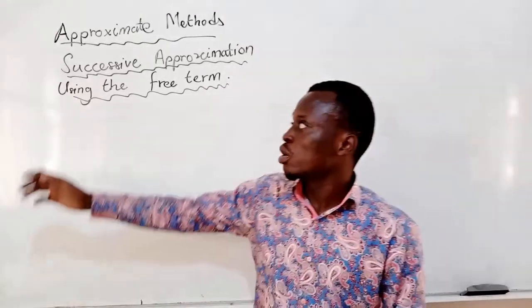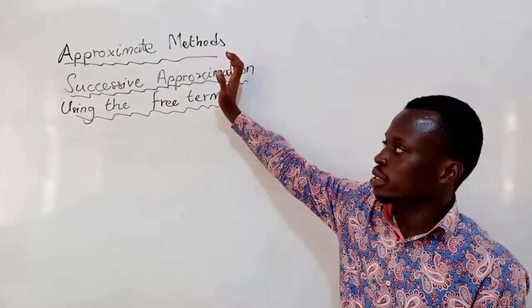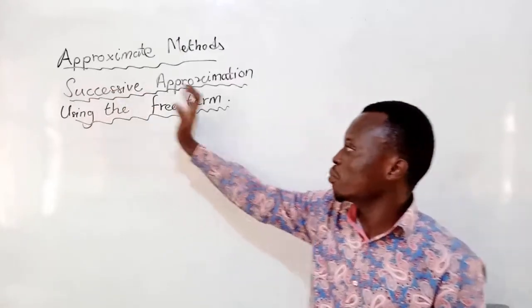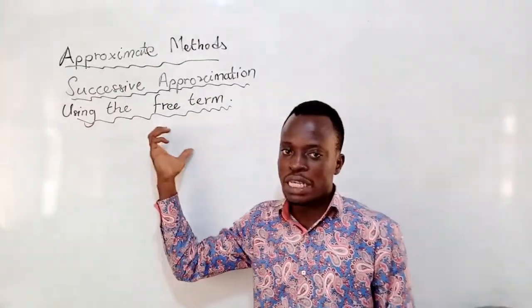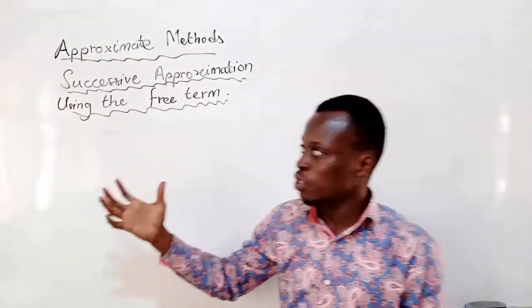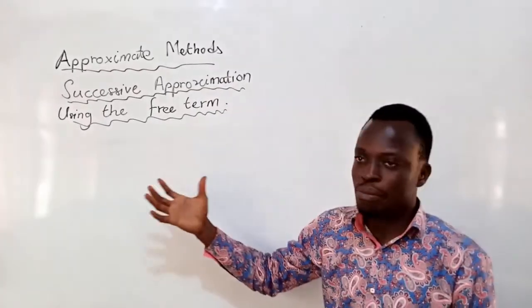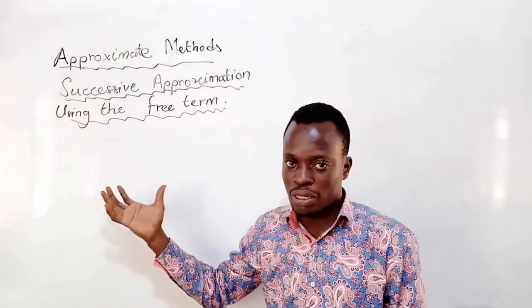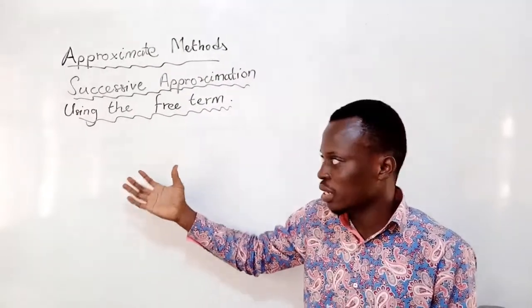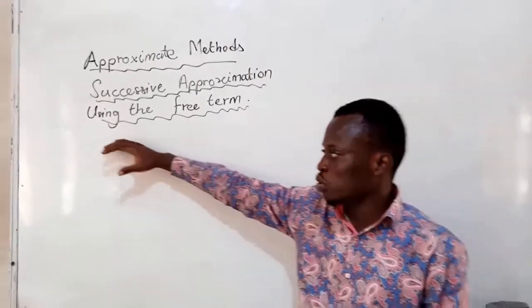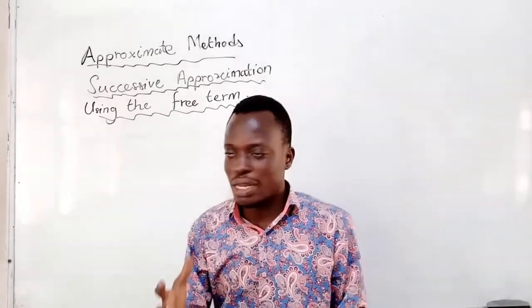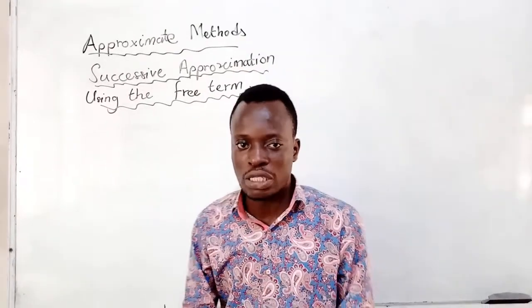In this session, we are going to look at approximate methods. And in the methods, the first one is successive approximation using the free term. In our previous video, we looked at the exact method in finding the solution for an integral equation, such as the Fredholm's integral equation. This method is strictly for Fredholm's integral equation. So let's consider Fredholm's integral equation of the second kind.